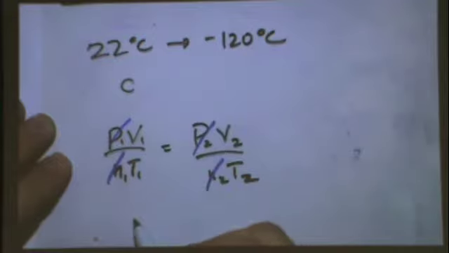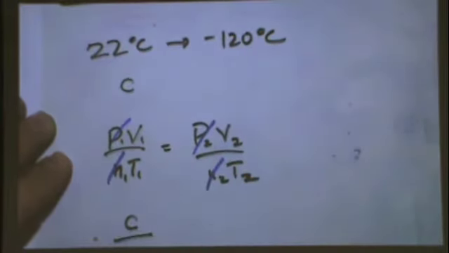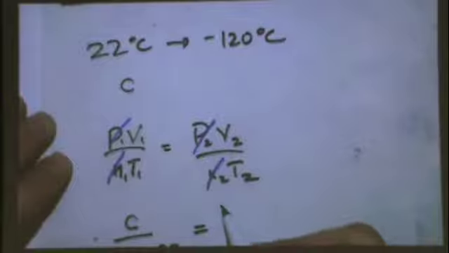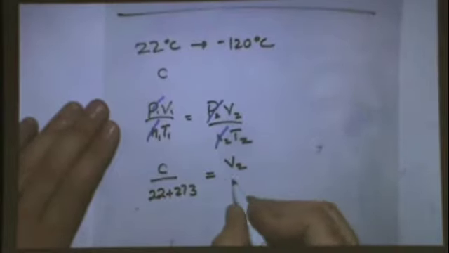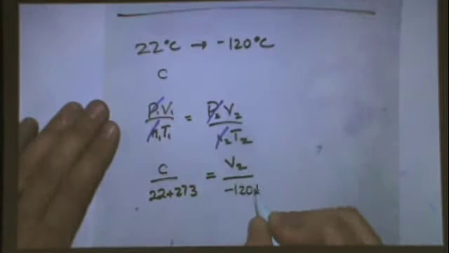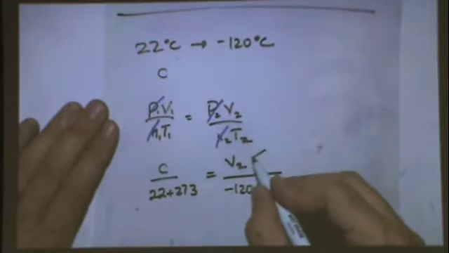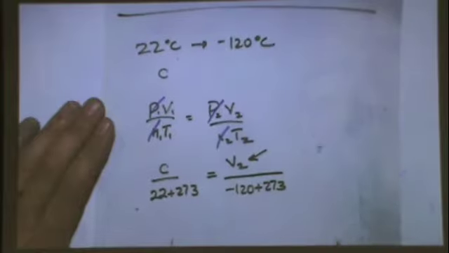The initial volume is C, your favorite letter, divided by T1, 22 plus 273. The final volume is what you want to know. And then the final temperature is minus 120 plus 273. Is that okay? Solve for V2. Cool.